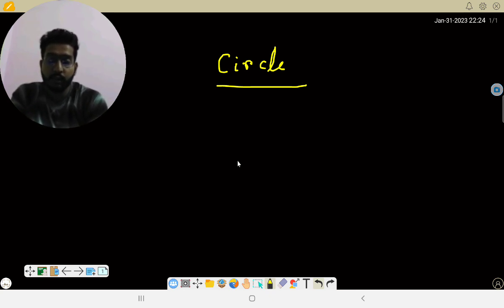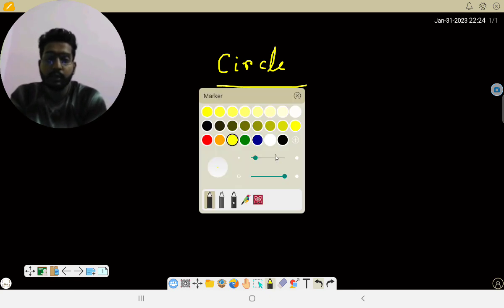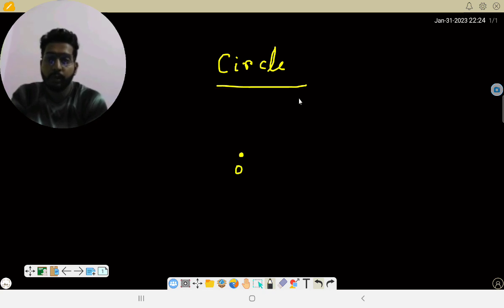Now what is circle? Suppose there is a fixed point, say O, and suppose there is another point which is a movable point, P. Now this point P moves in such a way that the distance of this point with respect to O is always the same. That means whatever the distance is here, it will be the same as the distance here. The distance here will also be the same, like this.